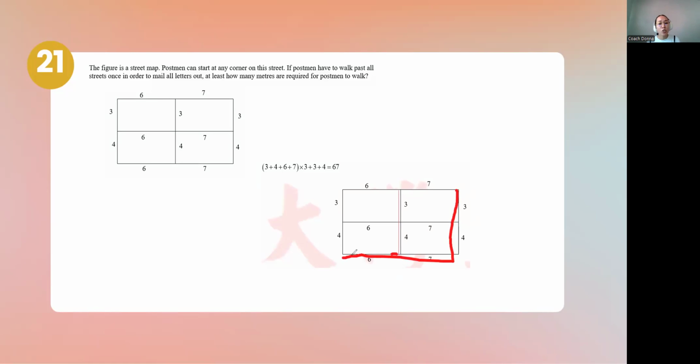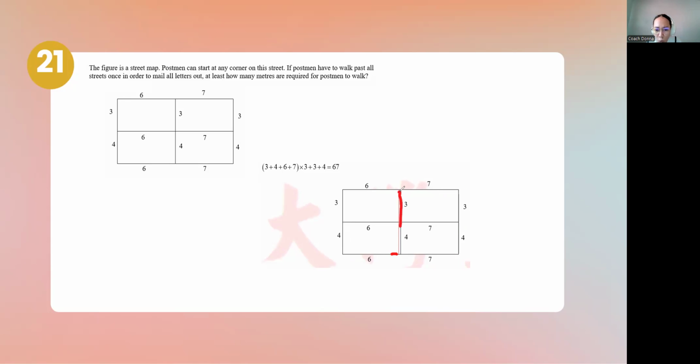And then you're gonna pass through another 3, 4, 6, 7. And then you have to pass through this 3 again, right? But if you pass through here, you'd have a big distance of 7. So let's not do that. We want to pass through the shortest side as much as possible. So again, let's go back.